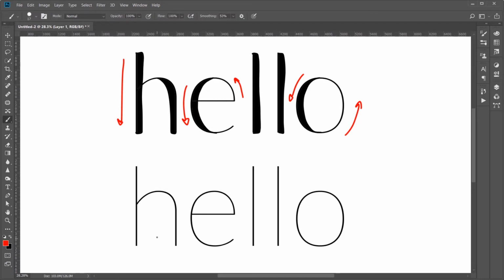Let's move on to the second hello and apply the translation technique. Assume we have a tool with this slope. Therefore, thin strokes will be on those areas with this inclination. Okay, once you spot those areas, just add thick strokes.